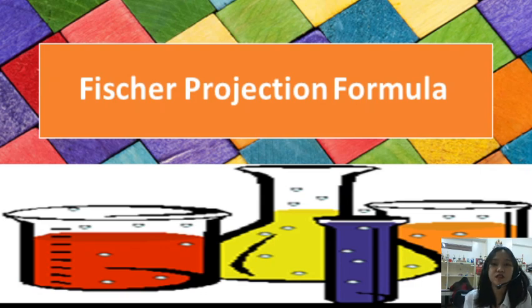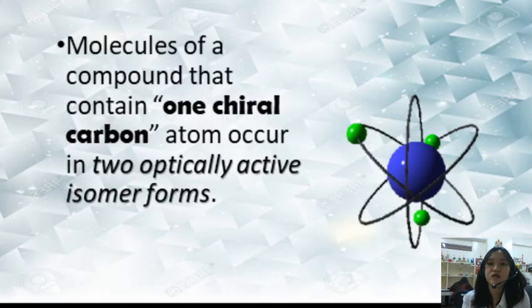Next, Fischer projection formula. So, molecules of a compound that contain 1 chiral carbon atom occur in 2 optically active isomers.